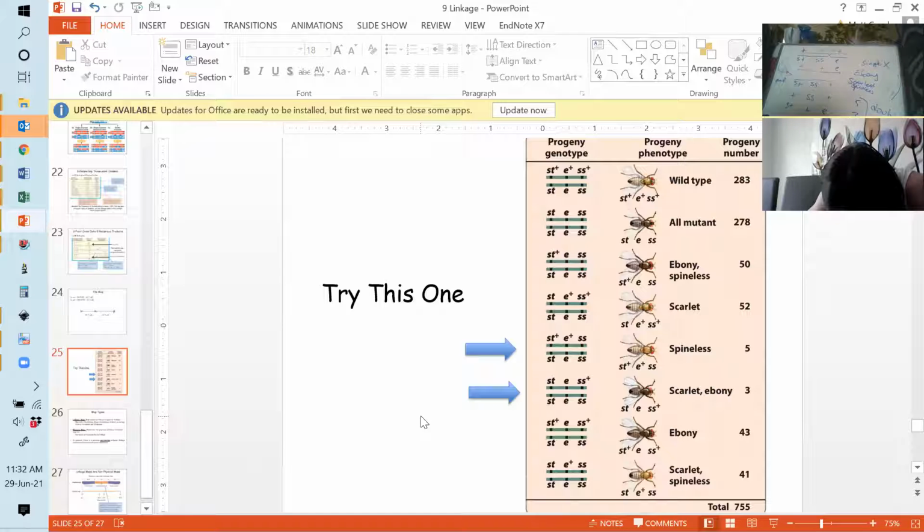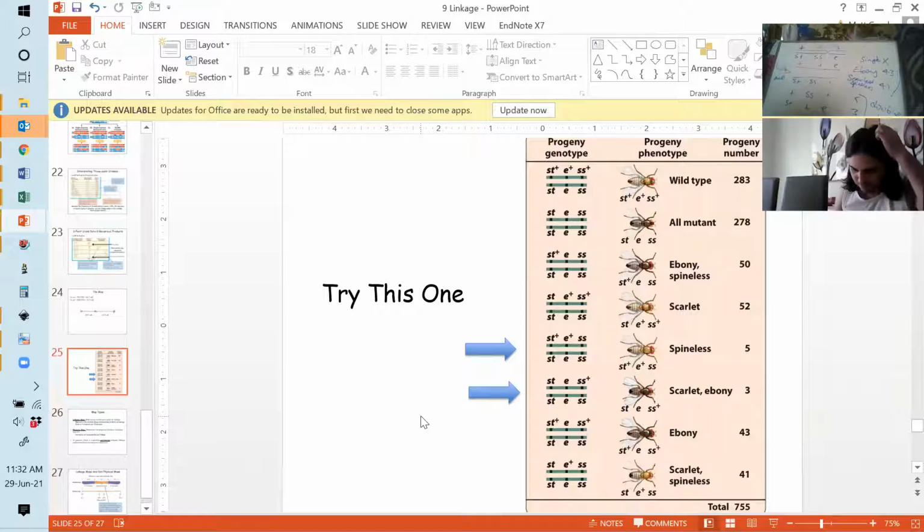So you look down through there, look for ebony is 43. Scarlet spineless is 41. I've handily grouped them together for you, but it wouldn't hurt to just double check that yourself. And so then our total is going to be 84 plus 8 is 92. Oh, yes, that's correct. Sorry, Rose. This is between SS and E.